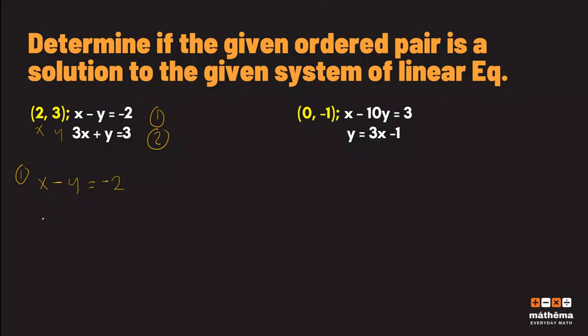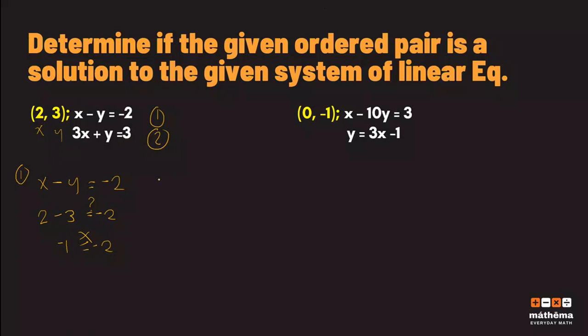So we will have 2 minus 3 equals negative 3. Again, is this correct? What is 2 minus 3? This will give us negative 1 equals negative 3. Now, is negative 1 equal to negative 3? Basically, that is not true. So therefore, this is not a solution to our first equation.